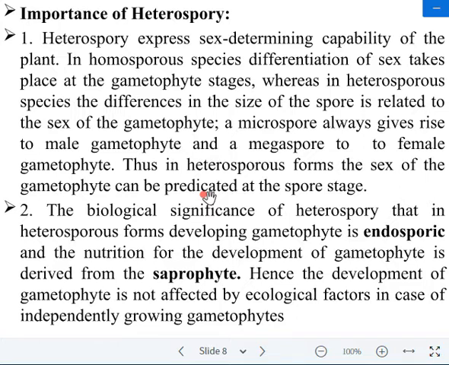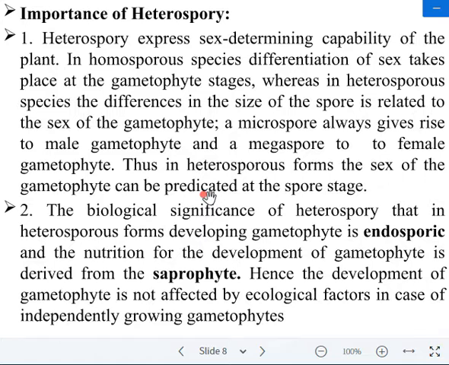It is very clear, it is a very important significance of heterospory, which has been reported by pteridologists, that in homosporous plants no sex differentiation takes place at the spore production stage. But in case of heterosporous plants, when the microspore and megaspore are produced, pteridologists predicted the future of the male and female gametophyte.